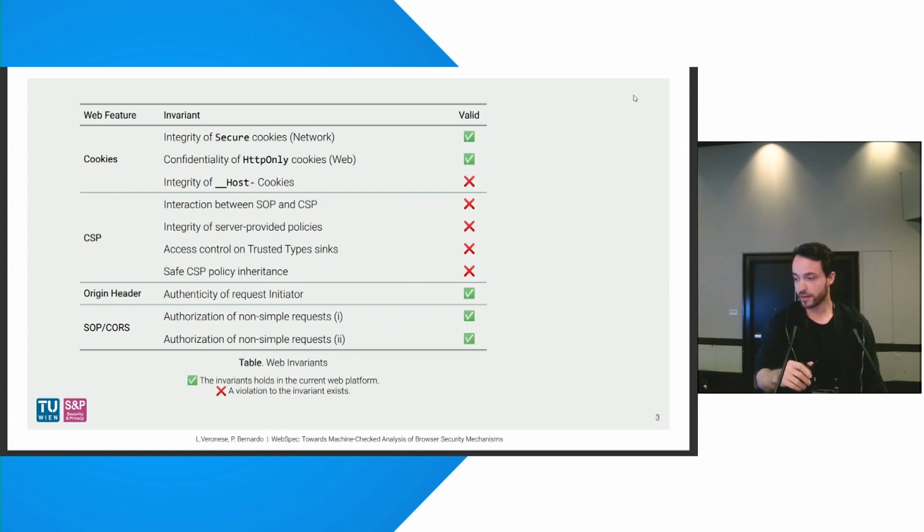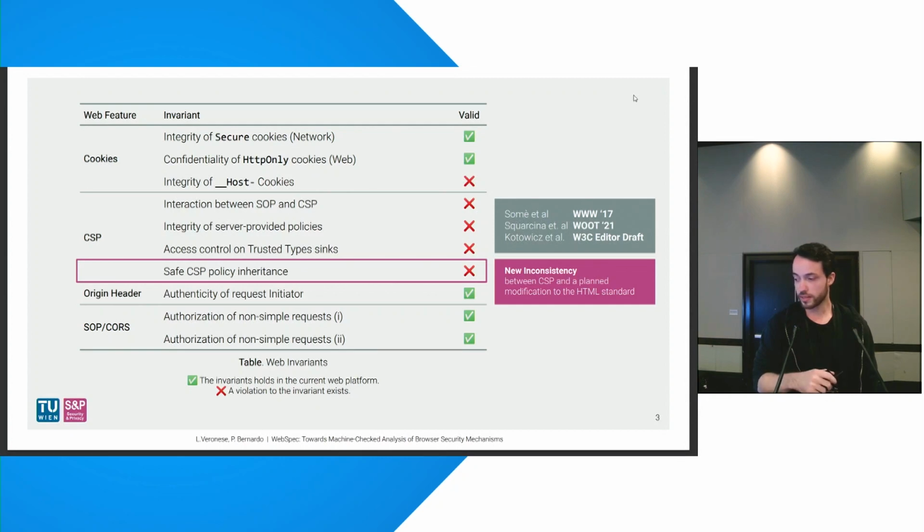Of these, you can see right away that 5 do indeed hold; they are valid. These properties, as I said, cover cookies, CSP, origin header, and the SOP. However, 5 of the invariants do not hold, and of these 5, WebSpec was able to rediscover known attacks, but also to discover 2 new ones. One is a new inconsistency between the CSP and a planned modification to the HTML standard, in particular related to the policy container modification and the inheritance behavior of the CSP.